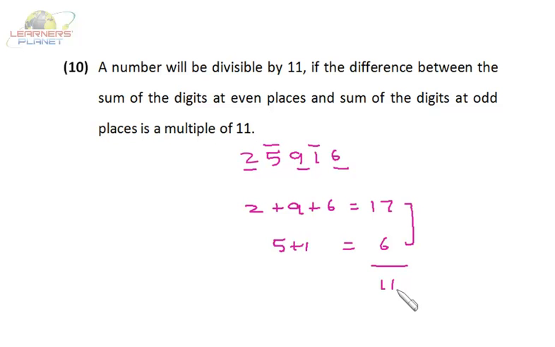So if the difference is either 0 or 11, then the number is divisible by 11. In this case, the difference is 11. That means this number 25916 is divisible by 11. The method is very simple. You just have to mark the alternate digits and get the difference. Let's take one more example.